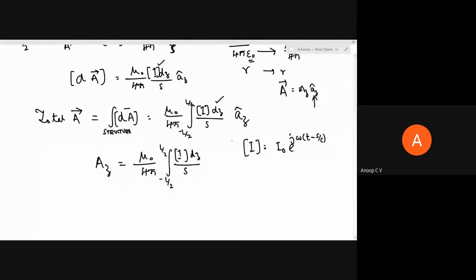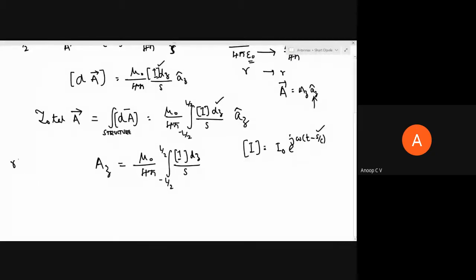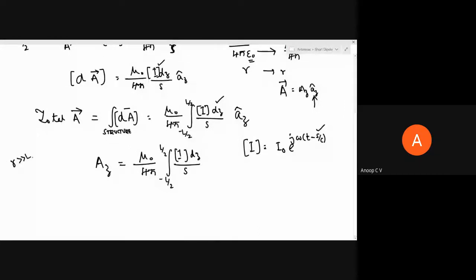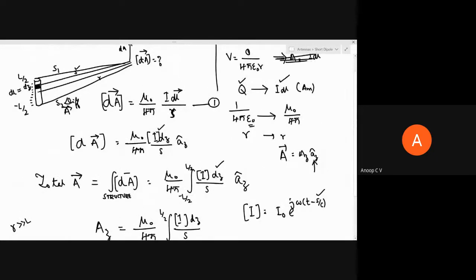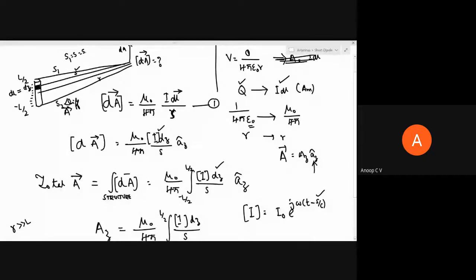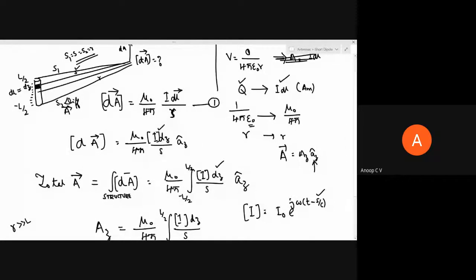We know this retarded current I is equal to I naught e power j omega t minus S by C. If you assume R is larger compared to L, I can approximate S1 is equal to S is equal to S2 is equal to R. I can come up with this approximation if R is very large.